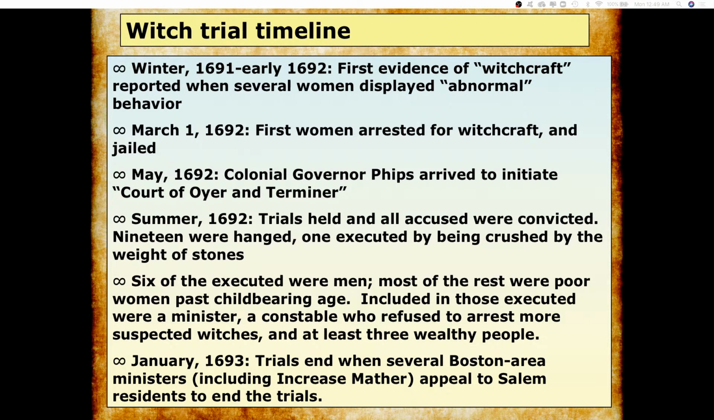They're going to hang. I mean, one of which is going to be crushed to death by stones. So 6 of the executed were men. Most of the rest were poor women past childbearing age. Included in those executed were a minister, a constable who refused to arrest any more people suspected of being witches, and at least 3 wealthy people. So by January 1693, the trials are going to end with several Boston area ministers, including Increase Mather, whom we talked about before, appealing to Salem residents to go ahead and end these trials.